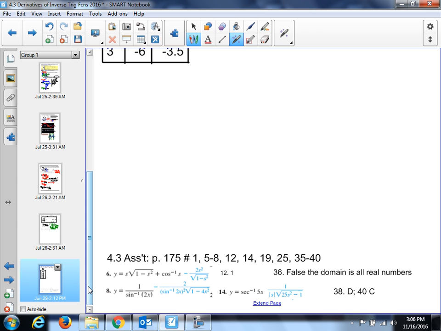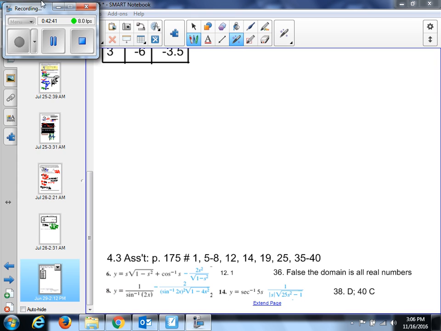The answers are in the answer book with the textbook, at the front, for the evens. Oh, I have them down there too, okay. So get a start on it. Tomorrow we'll look at some more. I'll stop the recording and then answer your question.